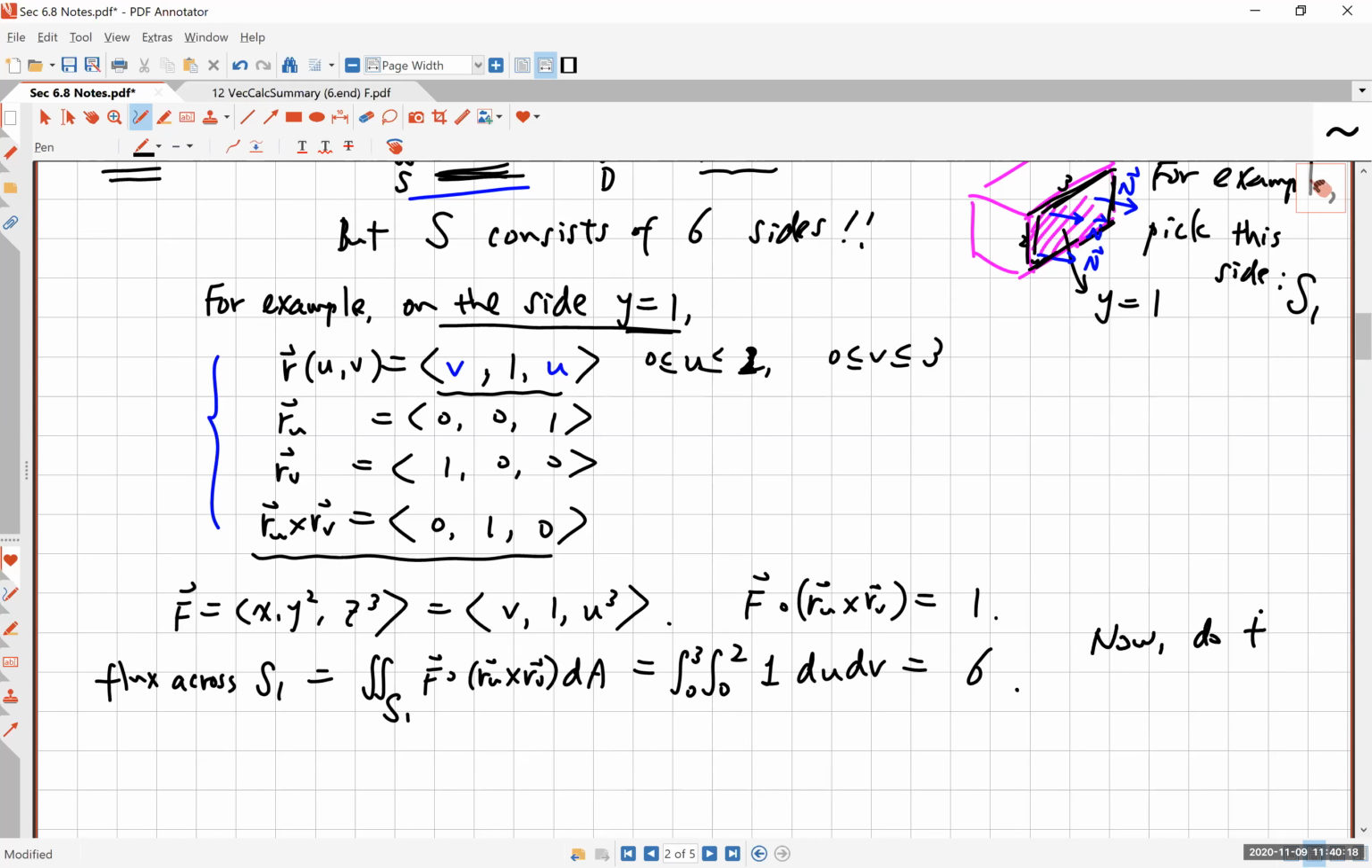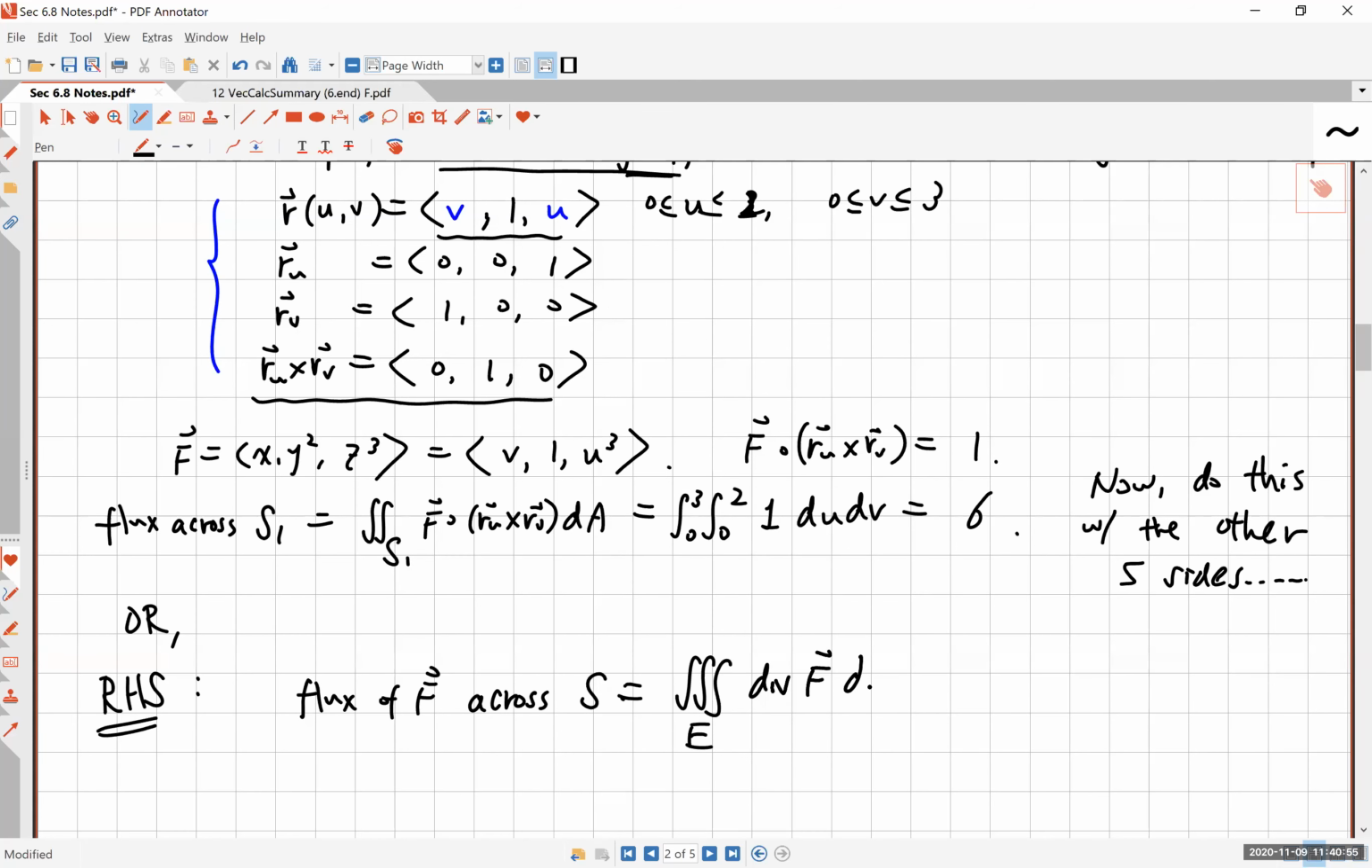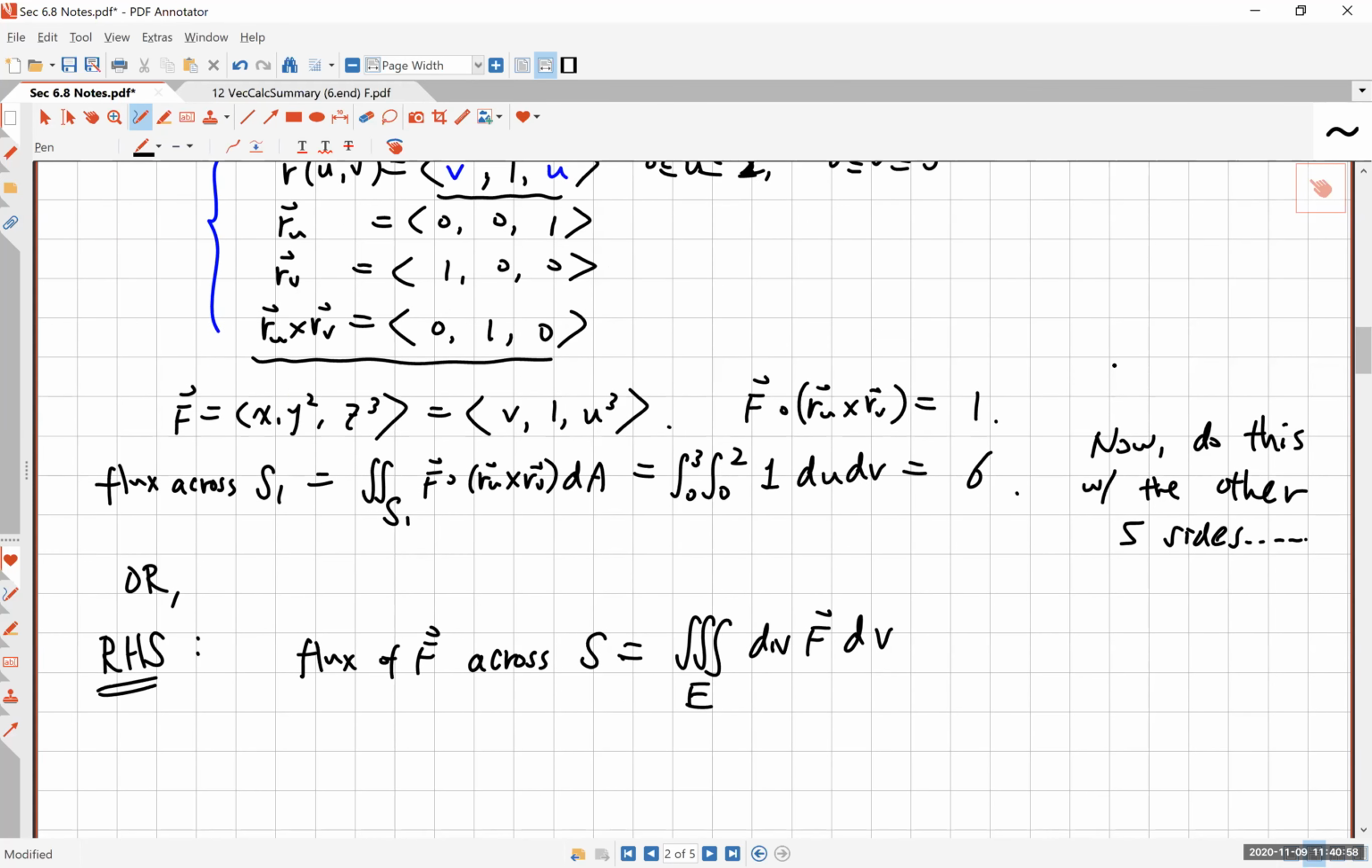Now do this with the other 5 sides, and then you add the flux, and you can get the flux of F across that surface S. Or you can use the right-hand side of the divergence theorem. It says the flux of F across S, the entire surface, is equal to the triple integral over the entire solid, the rectangular box, of the divergence of F dV, right? And you will see it's much easier.